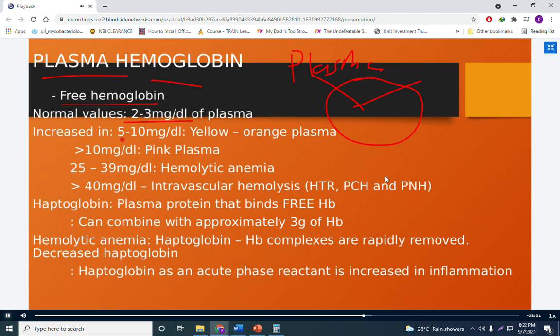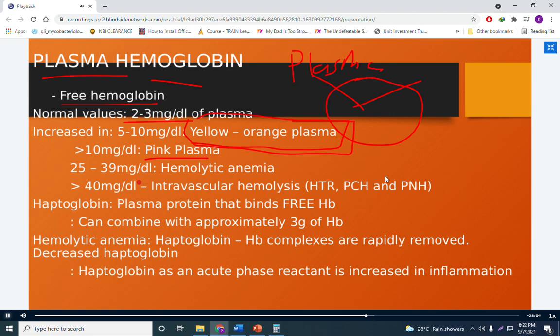Let's say if your plasma hemoglobin is 5 to 10 milligrams per dL, in your plasma you can notice a yellow or orange plasma. In cases naman na greater than 10 milligrams per dL, you have a pink plasma. Plus, ang pinaka na-encounter ko pa lang dito is itong yellow and orange plasma. Never pa ako na-encounter ng pink plasma.